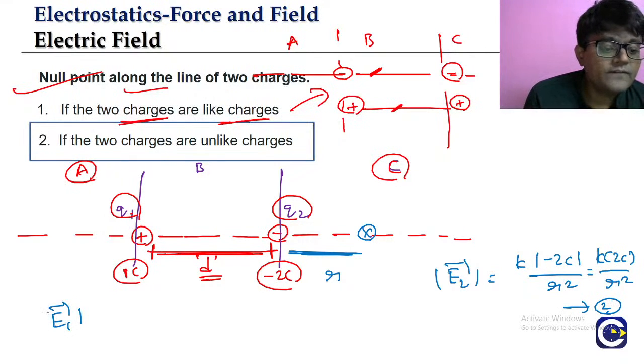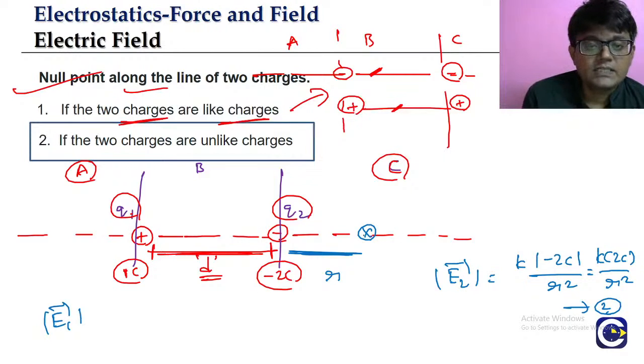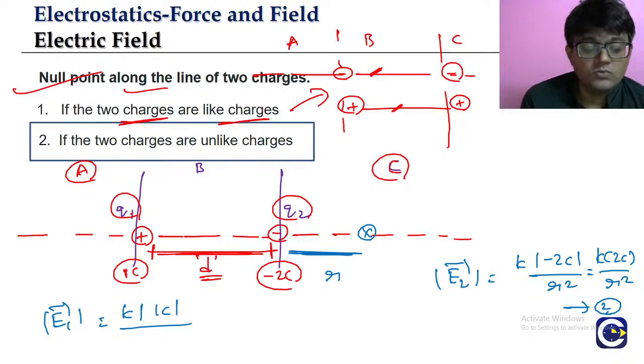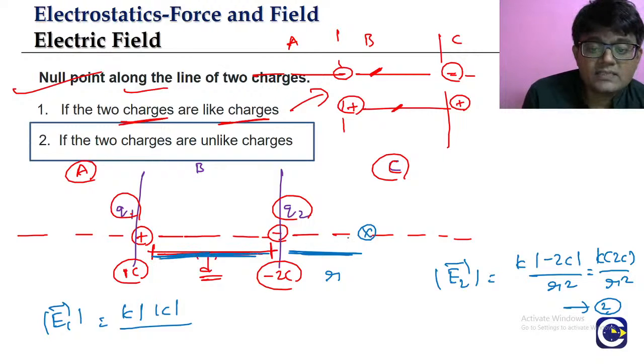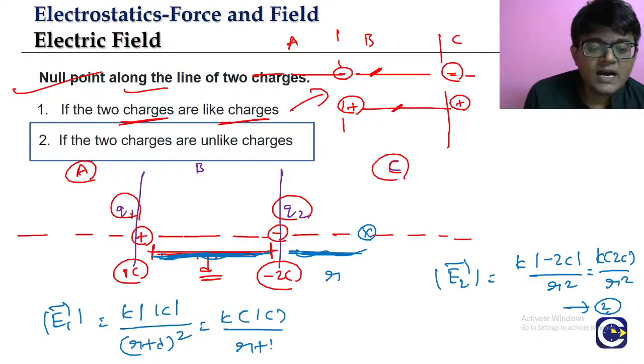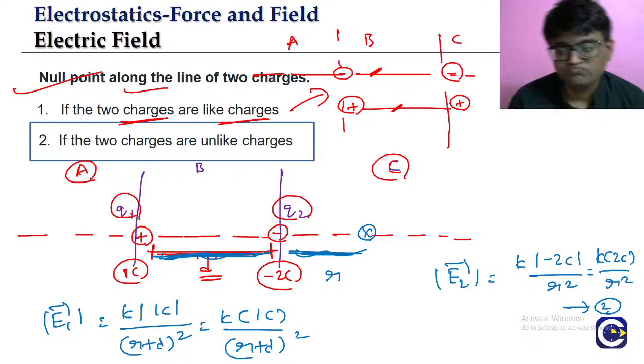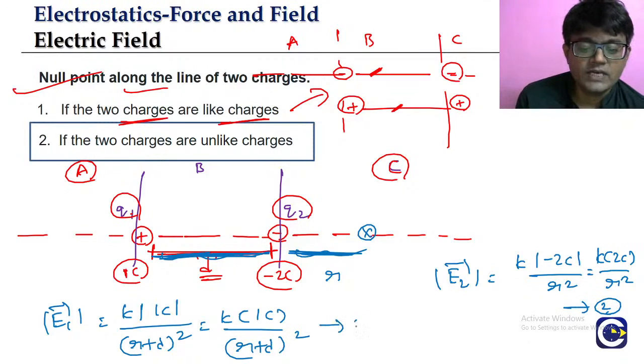So the field because of the Q1 charge: k into modulus of 1 coulomb, because the value we have taken for Q1 is 1 coulomb, divided by the distance of that location from Q1. This is d, and then on this side r, so r plus d the whole square comes. So it is k into 1 coulomb by r plus d the whole square. Keep this as equation 1.